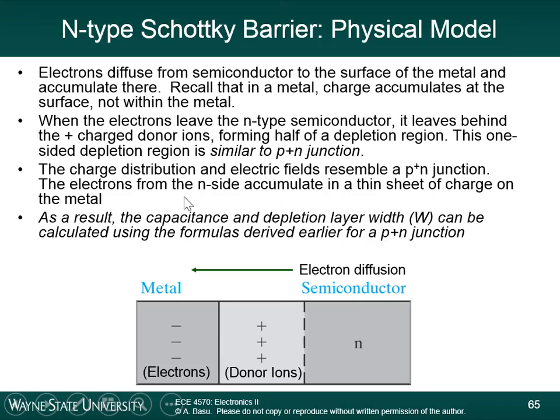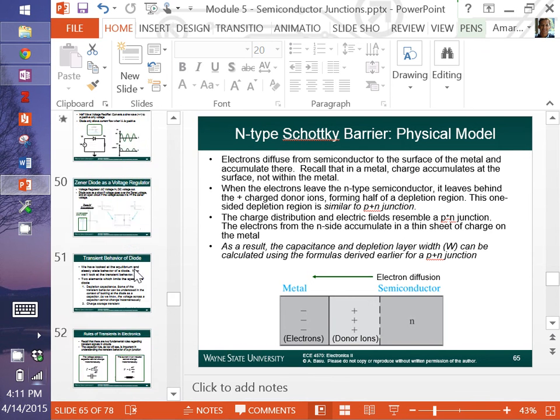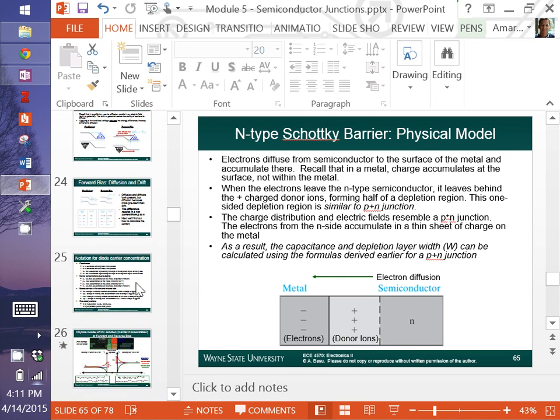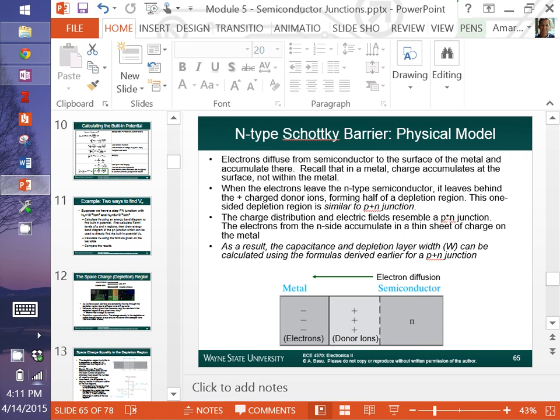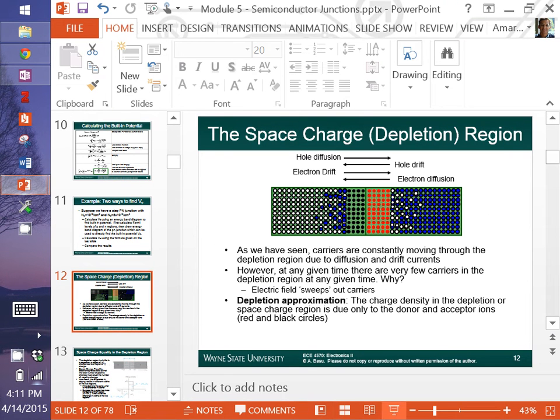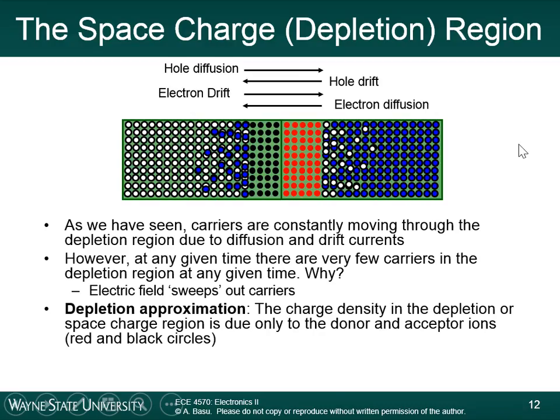Now, when the electrons leave the N-type semiconductor, they leave behind a depletion region. We go back to our earlier concepts here. I want to relate this to what we talked about earlier in PN junction. In a PN junction, remember, electrons diffused from the right side to the left side, holes diffused from the left side to the right side.